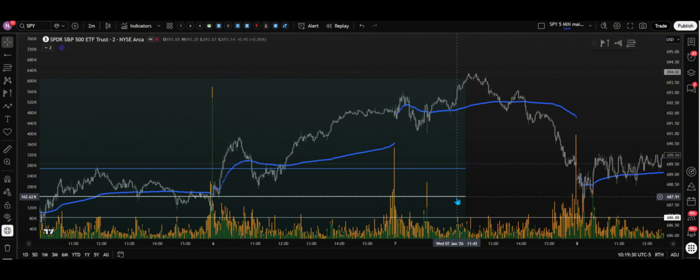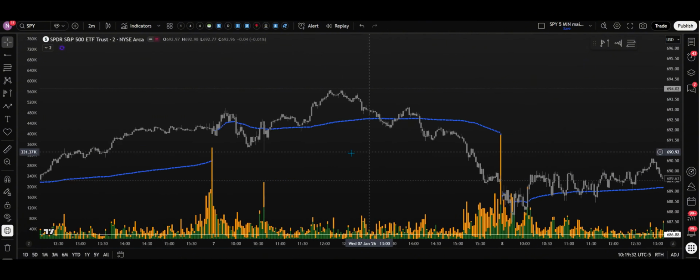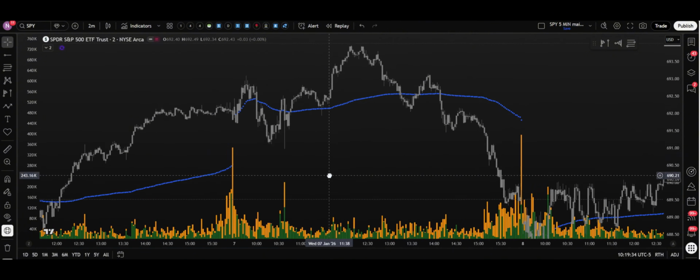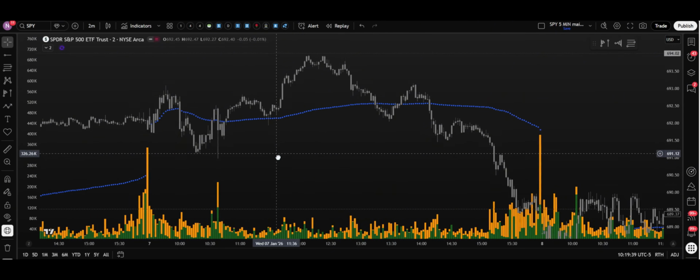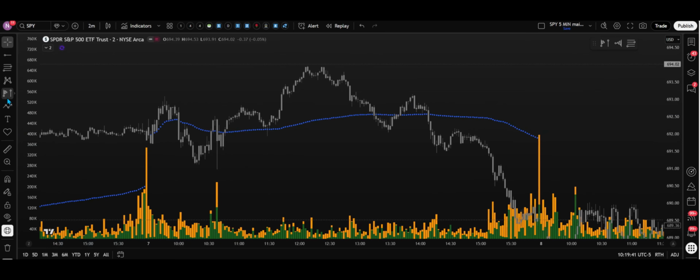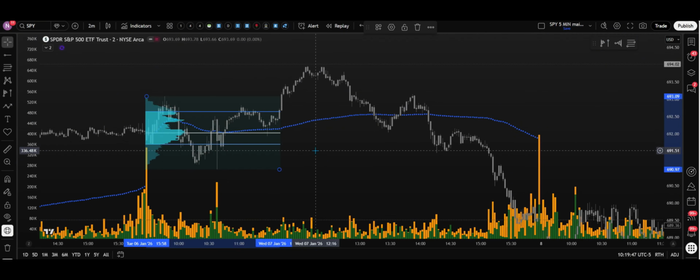Let's look at maybe this day. Let's get some of this other junk out of there. So this day, starting here, price consolidated in the morning. Let's see if we can see the volume profile for that consolidation period. So price is consolidating, going up and down the point of control, up and down the point of control.